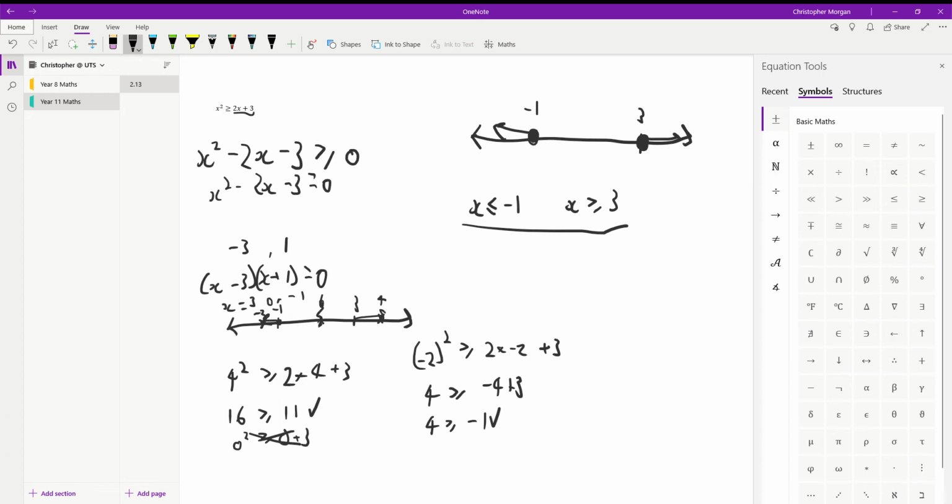All right, we'll go to our last example now.